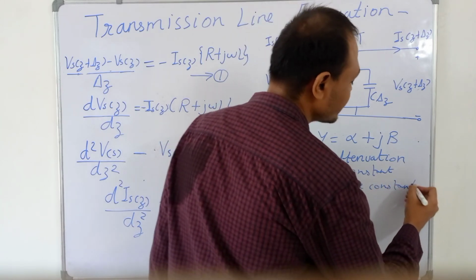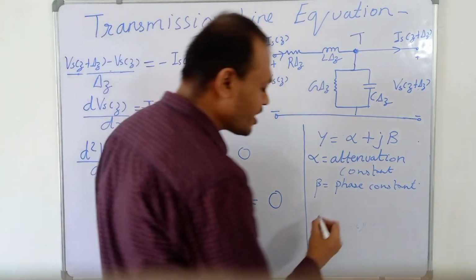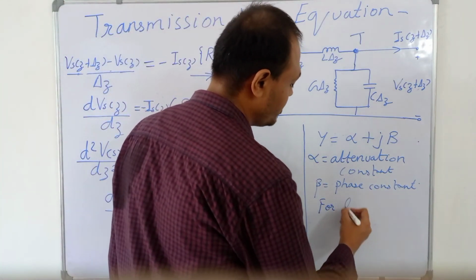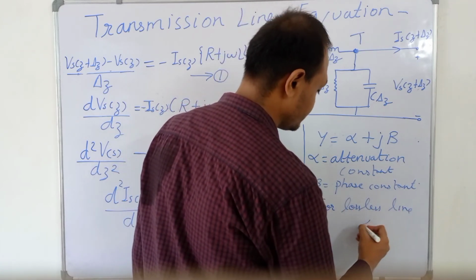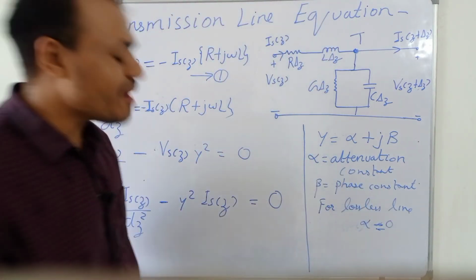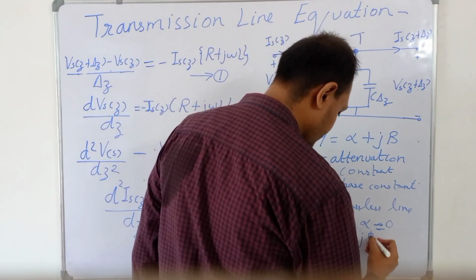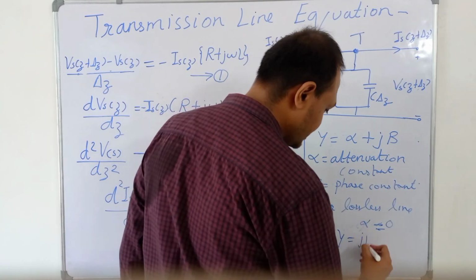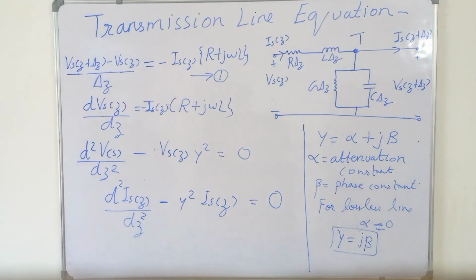So if we have a lossless line, then it will have no attenuation. So for a lossless line, this we already know, alpha is equal to 0. So gamma will be equal to j beta, where beta is your phase constant. Okay, so these are the equations for the transmission line.